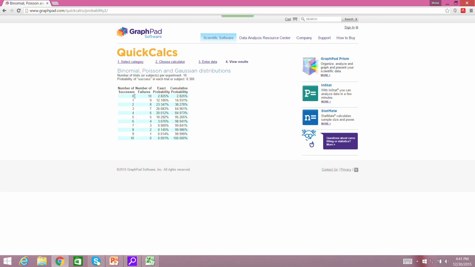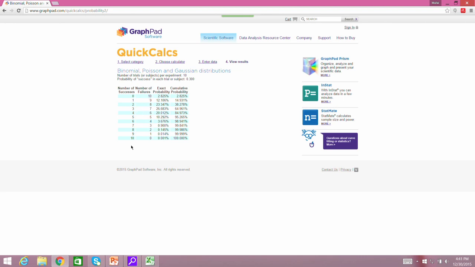So, 0% wearing glasses will be 2.82%, but if you are talking about 1% wearing glasses out of this 10, it is 12%, 4% wearing glasses is 20%, okay. But if I add up all these, that means if I take 10 students out of this lot, students wearing 1 or 2 or 3 or 4% wearing glasses will be so many percent, 84%, okay, or 0 glasses. So, this is the cumulative and this is the exact probability here, okay.